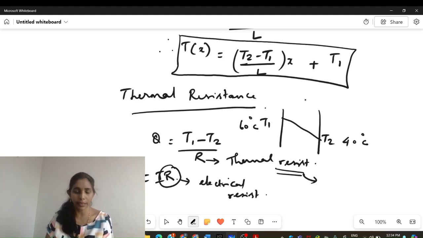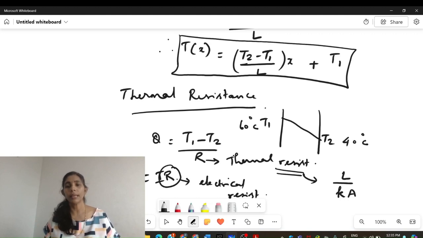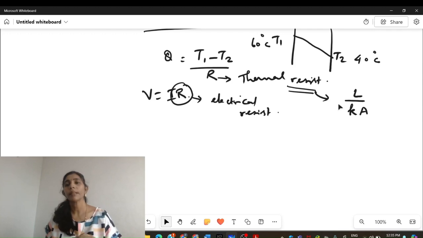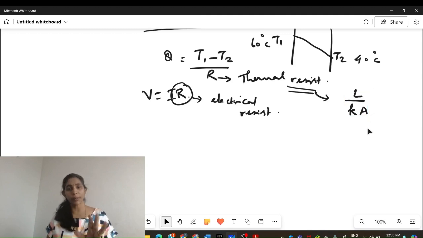Now we can express this thermal resistance as L by kA. Now what is this? We know this L. This is actually the thickness of the plane wall. k is the thermal conductivity and A is the area perpendicular to the heat transfer across the wall. Right. Now you have taken just a plain wall where T1 and T2 are present.